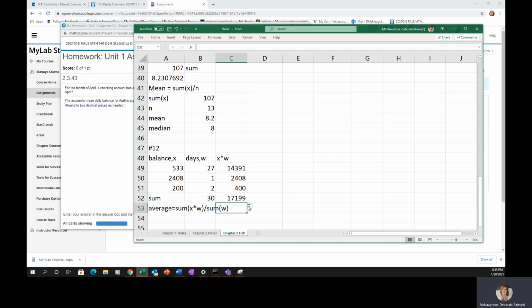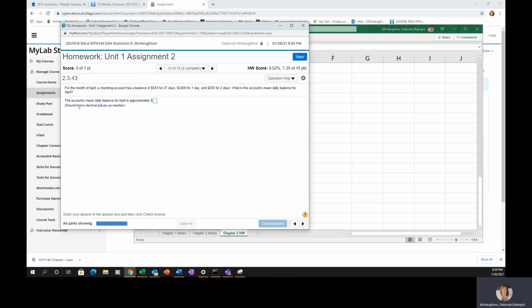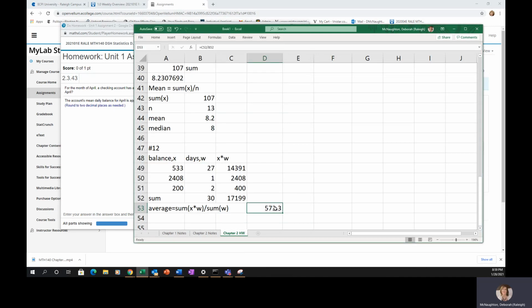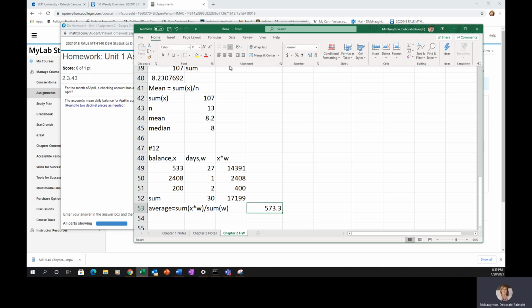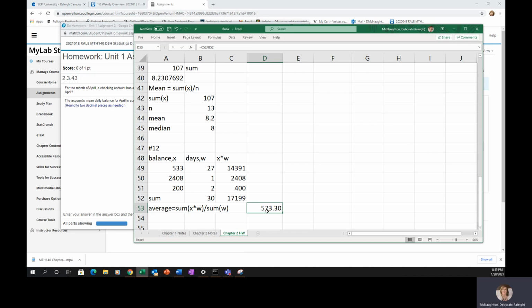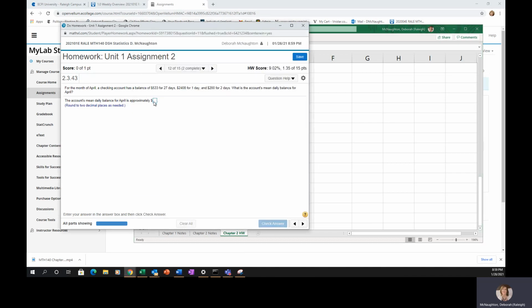Okay, and so my average is the sum of X times W divided by the sum of W. So my average daily balance is 573.3, round to 2 decimal places. So just in case, I want to make sure this is to 2 decimal places. So I'm just going to move this over to 2 decimal places, 573.30.